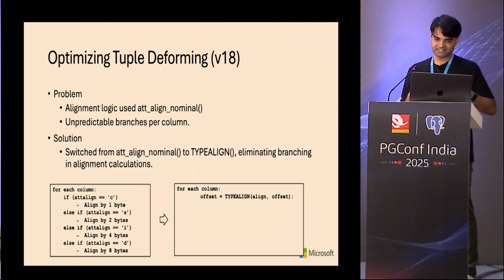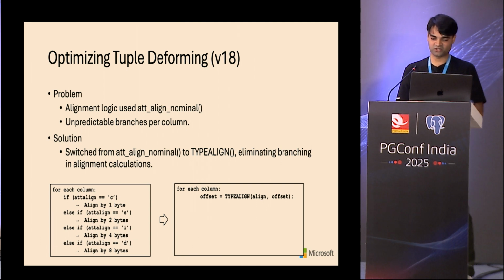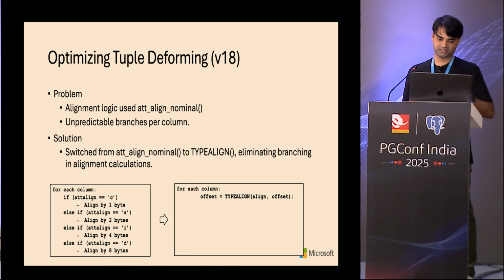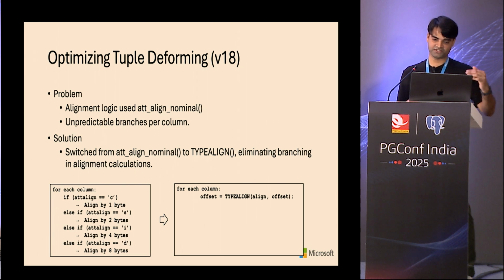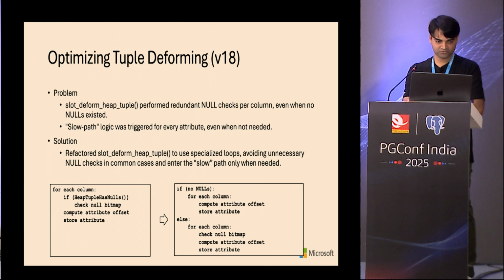And this code used conditions that are significantly branch heavy, and he replaced that with something called type align, which has no branches. So this also led to this branched code with many branches becoming something that has no branches. And because you're doing this for each column, the more columns you have, the more overhead you had before, but now with this change, that overhead is gone.